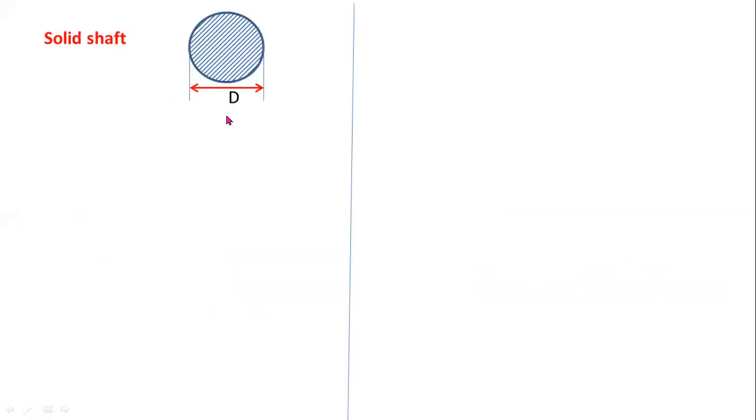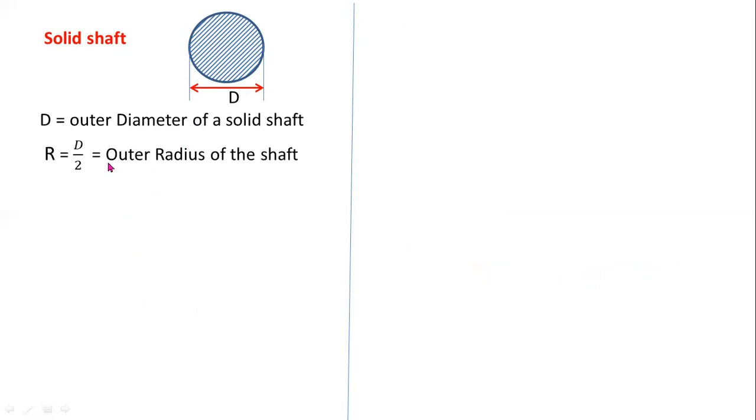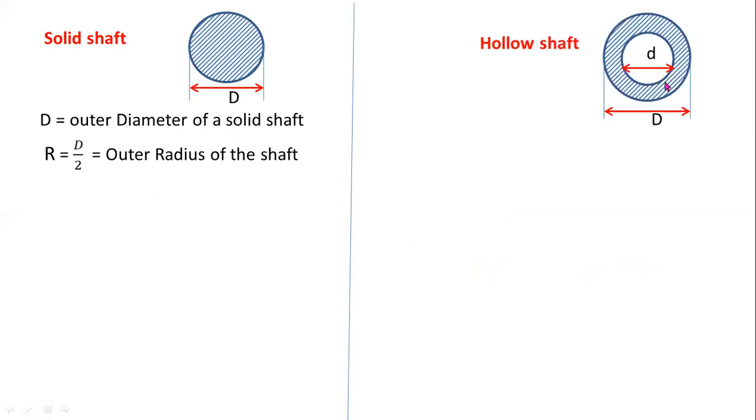This is a solid shaft. This is the cross-sectional view of a solid shaft. D is the outer diameter of a solid shaft, and radius R equal to D by 2 is the outer radius of a solid shaft. Now this is the cross-sectional view of a hollow shaft. Small d is the inner diameter of the hollow shaft. Capital D is the outer diameter of a hollow shaft.